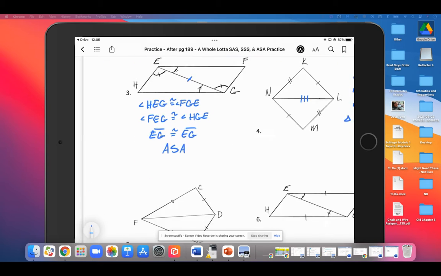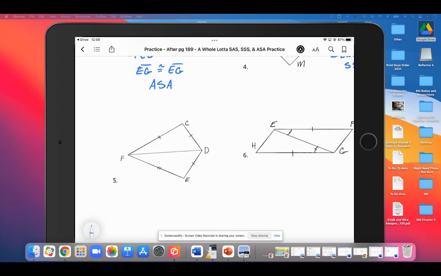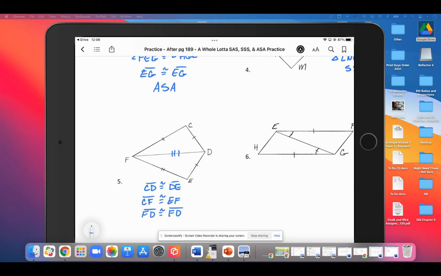Okay, on to number 5. We see that we've got that CD is congruent to DE, that CF is congruent to EF. And as with the last one, I can see that the reflexive property is happening there, so I can say that FD is congruent to FD. And so I do have three sides of each of these triangles. I can say that these triangles are congruent because of side, side, side.